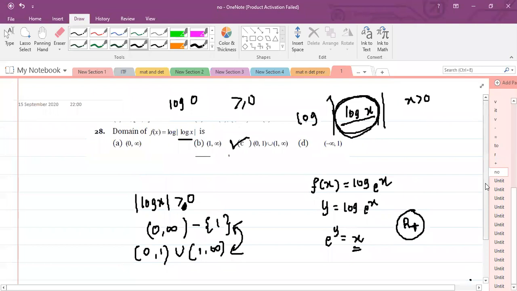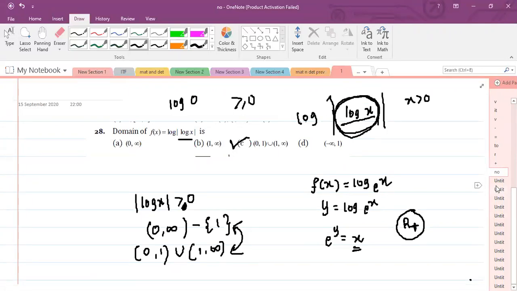It's a bit higher level problem. If you move into JEE, there will be a lot of problems on the domain of log functions. They mention log and inverse trigonometric functions, and they will ask to find the domain of those functions. This is also a bit higher level problem, but the concept is very easy. I hope you are clear with the concept. Otherwise, if you want the explanation again, please comment. The answer is option C.